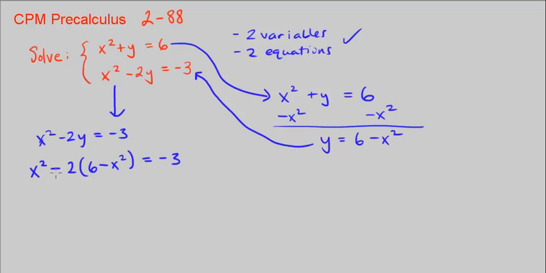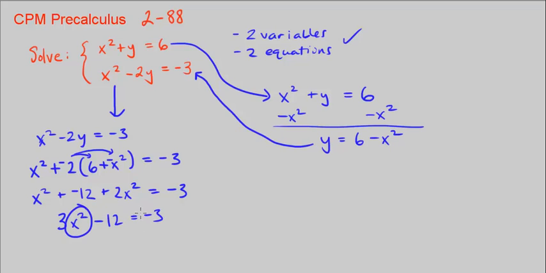So first of all, let's get rid of this minus. So that becomes plus a negative. Let's distribute this negative 2. So that's x squared plus negative 2 times 6 is negative 12. Negative 2 times, remember this is a negative x squared, is positive 2x squared, equals negative 3. Okay, let's combine like terms. We have an x squared term and an x squared term. So 1x squared and 2x squared is 3x squared minus 12 is equal to negative 3.